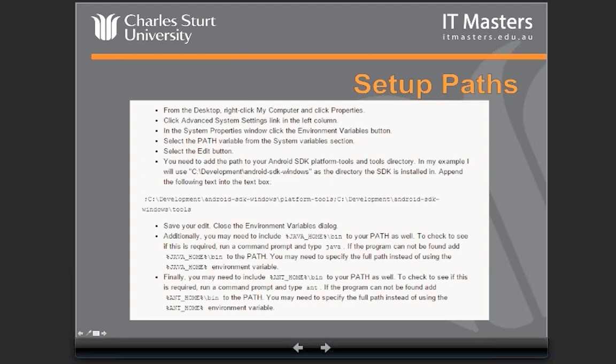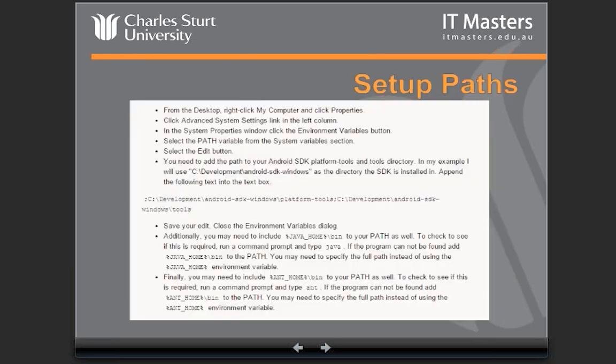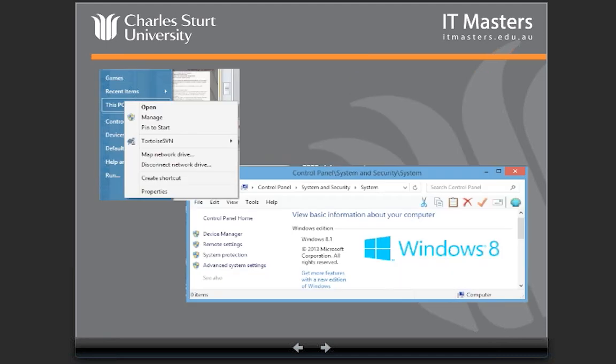So you can read that. If that all makes sense, that's fine. But I'll step you through that now. It does mention in here, from the desktop, right-click My Computer and click Properties. You may not have My Computer actually on your desktop. So what you can do in that case is go here. If you're running Windows 8 or something, This PC, right-click on it, go down here to Properties.